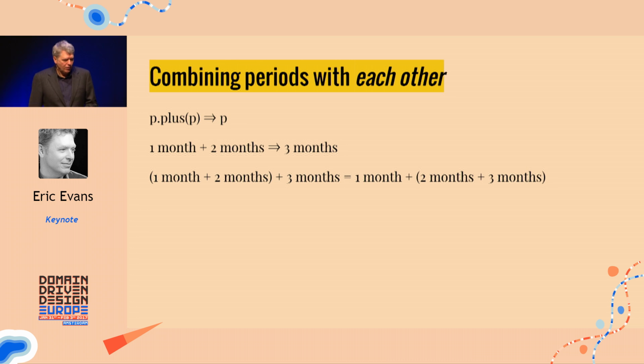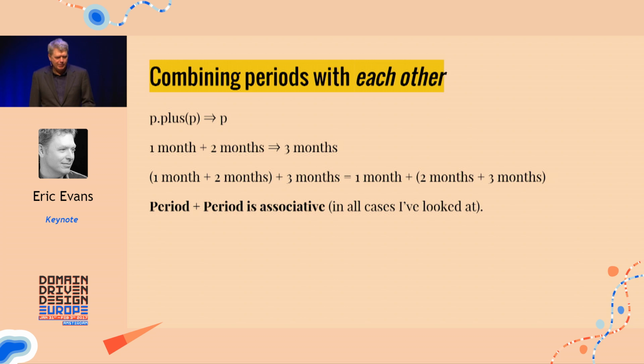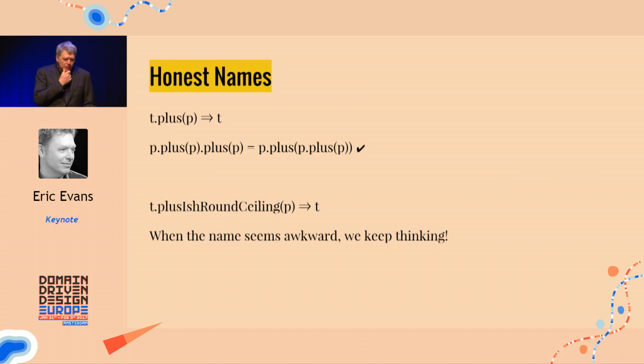So, 1 plus 2 plus 3, wherever you put the parentheses, it comes out the same, as far as I can tell with a cursory examination. So, probably plus is a good name for that, and so I'd keep that one.